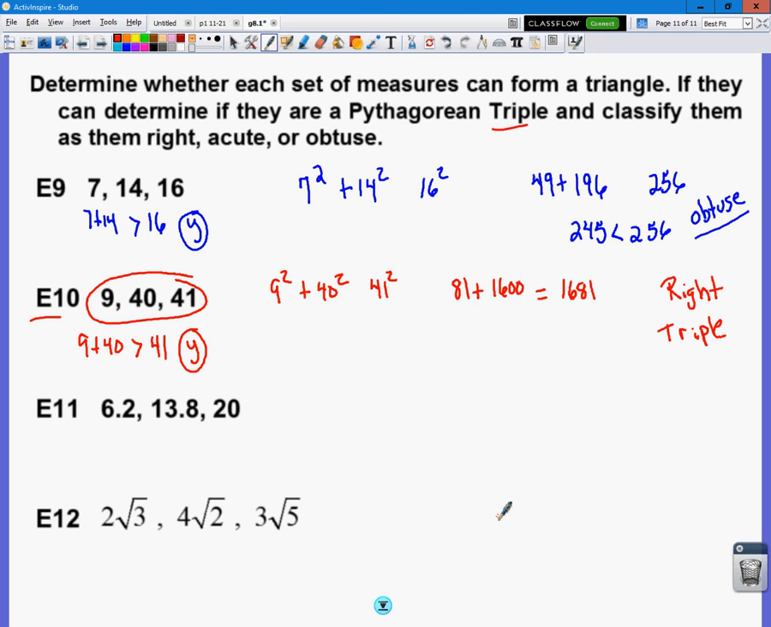Can 11 or 12 be a triple? No, because they're not whole numbers. First thing I'm going to check on 11 is to see if it can be a triangle. 6.2 plus 13.8. Is it greater than 20? In fact, it's actually equal to 20, not greater than. This cannot be a triangle. If it can't be a triangle, do I need to check to see if it's right, acute, or obtuse? No, I'm done.